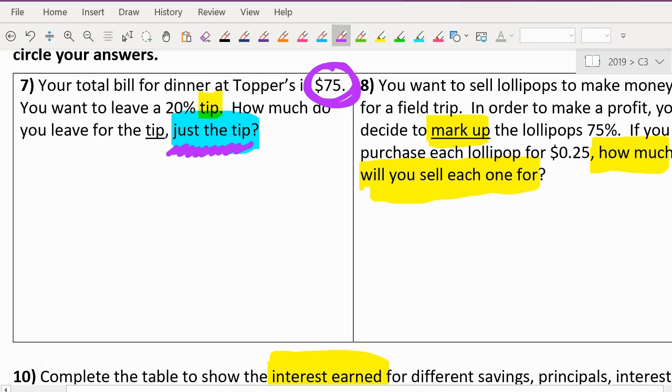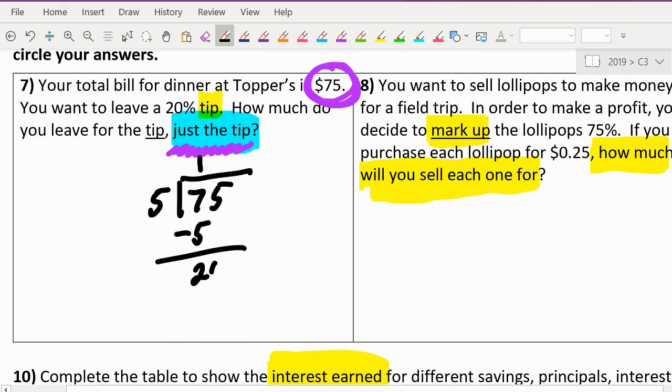I know an easier way. You guys remember 20% from folding? How many pieces is 20%? Yes, 5 pieces. So we only need 1/5. So we divide it by 5. So we don't have to do 0.20. Watch. $75 divided by 5. Yeah, $15. So $15 is the tip. So that's our answer.